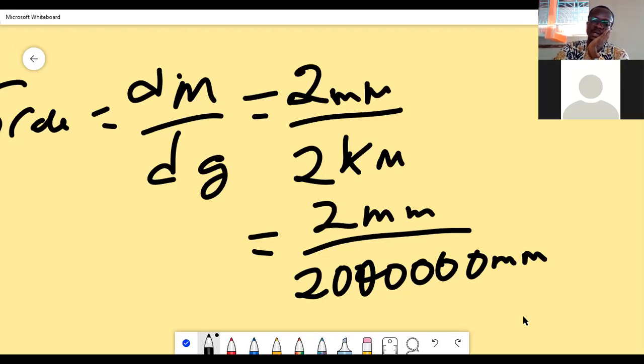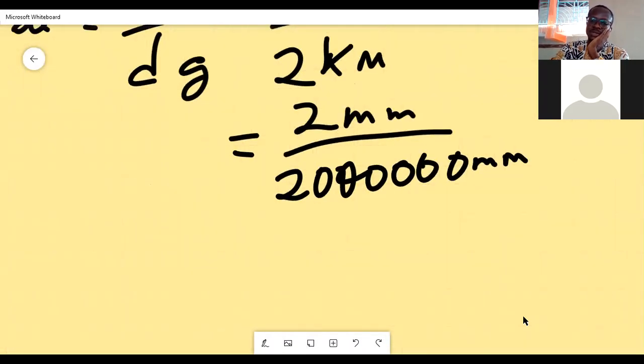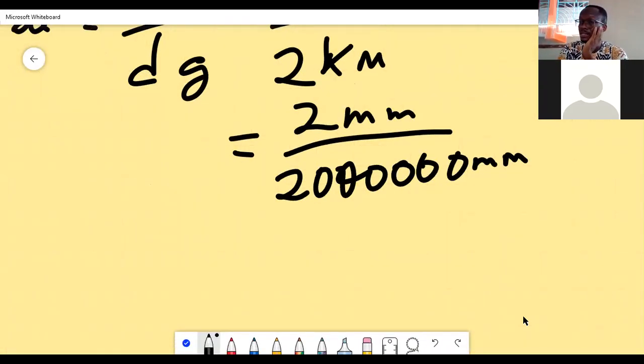Remember that it doesn't always have to be like this. You can have inches and miles. Think through it as an engineer, you can travel to the US to go and work, so get ready for that. Here I can just cancel out the millimeters. Let me use red so that it looks more interesting. And then I have 2 over 2 million.